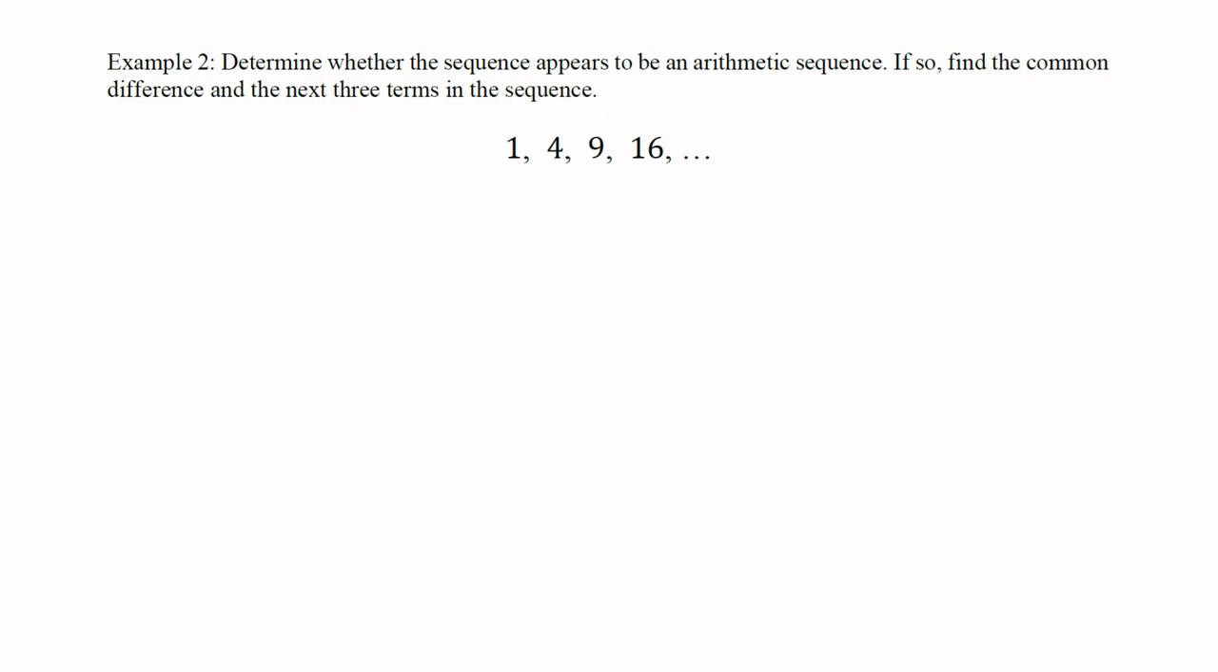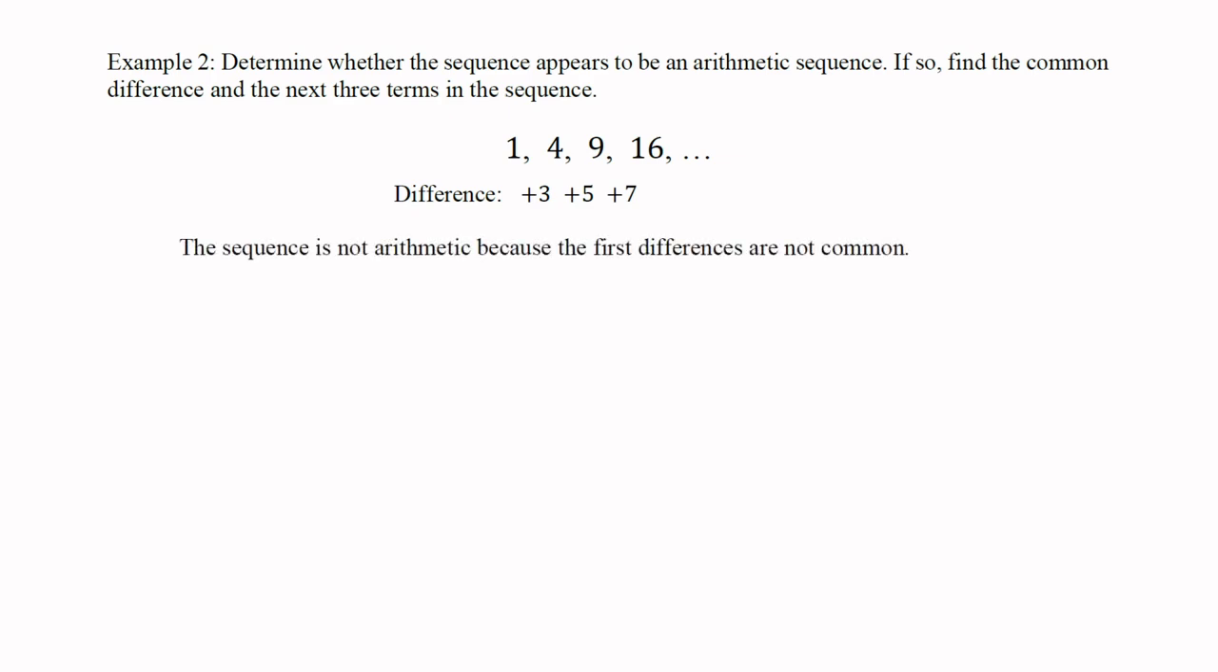We're going to determine if this is an arithmetic sequence. So again, we have to check between every 2. To get from 1 to 4, we have to add 3. To get from 4 to 9, we have to add 5. And we can stop right there because we already know it's not arithmetic because we did not have the same number being added to the previous term to get the next. And just for completeness, you have to add 7 to get from 9 to 16.